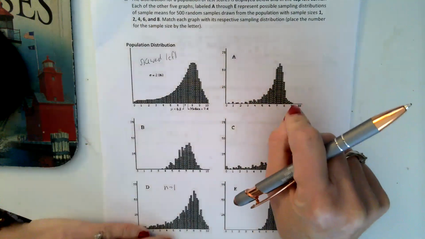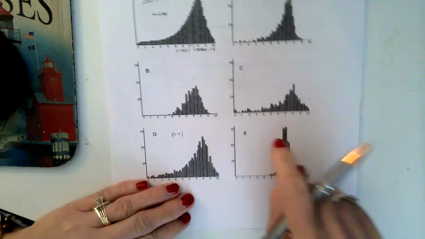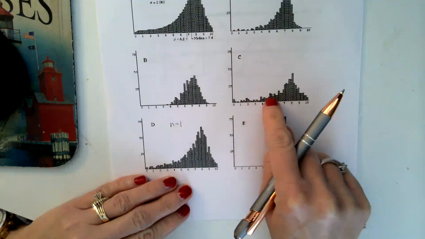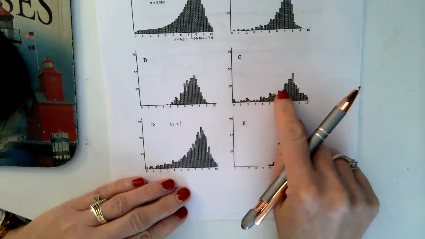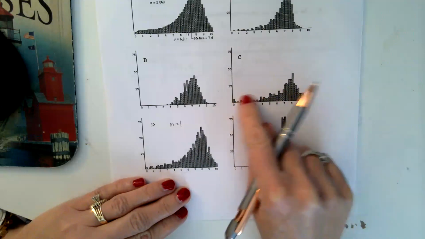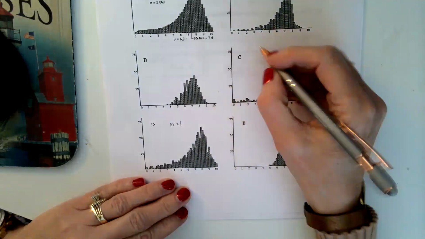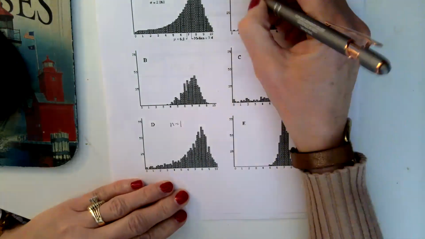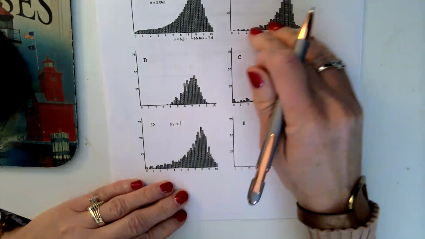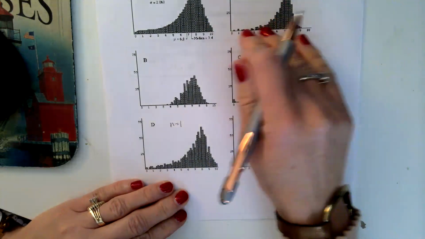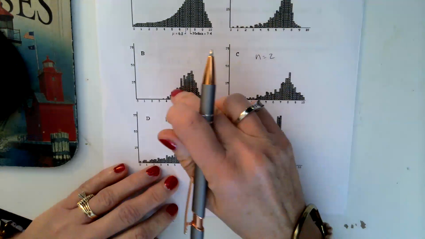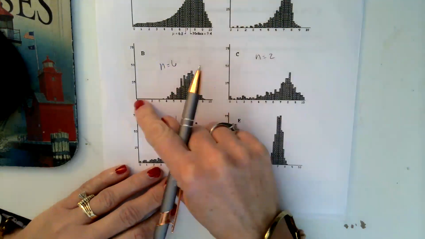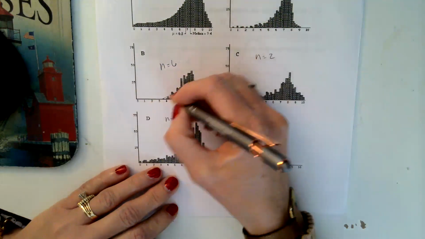It's definitely going to look a little less normal, but still several out here off to the left. And then letter A is going to be the sample size of 4. It's starting to look a little bit more like the normal curve, but still skewed. And then B is going to be the one with sample size of 6. It's not looking skewed at all anymore, looking normal.